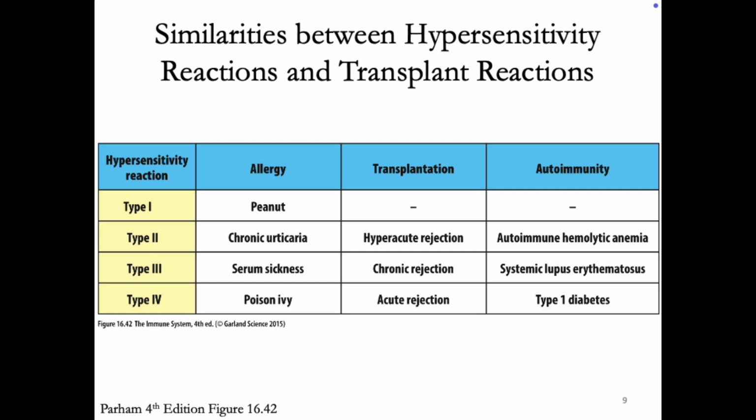The first one that will happen is known as hyperacute rejection. This happens really quickly. Generally, with hyperacute rejection, we're talking about days following that transplant. And as you can see here, hyperacute rejection is really similar to a type 2 hypersensitivity response. So it also is going to involve antibodies, and it's going to involve antibodies against cell surface antigens.